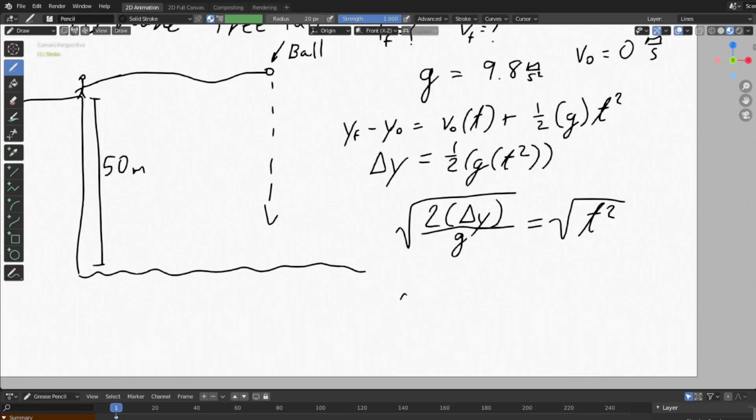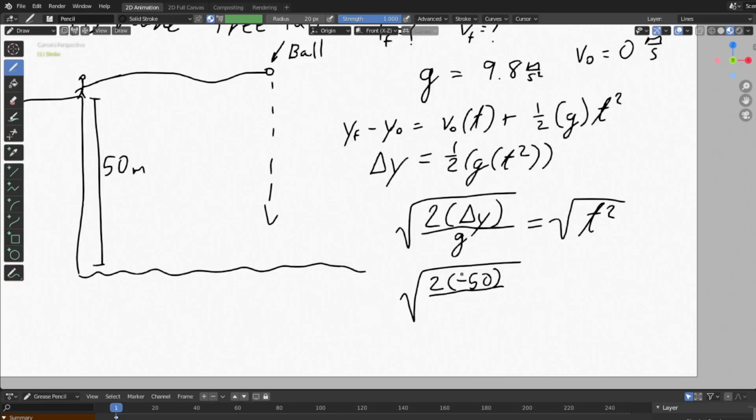So plugging in numbers, you might ask what our delta y is. Well, y final is 0 technically, and then y initial is 50. So we're going to say negative 50, because it is negative 50. And then you might go, wow, a negative in a square root, how would that work out?